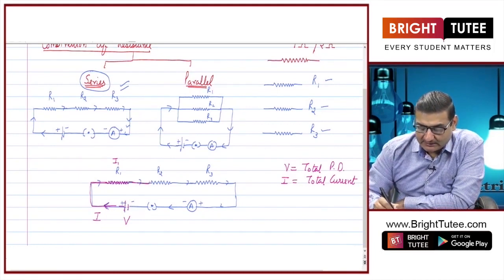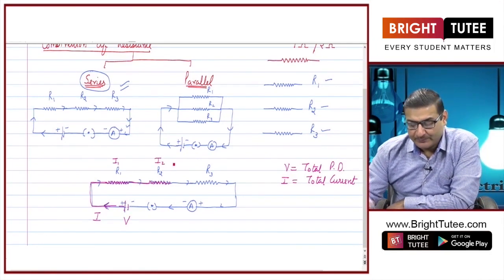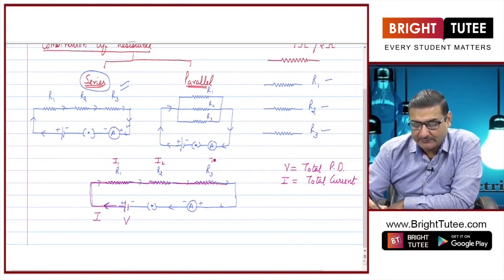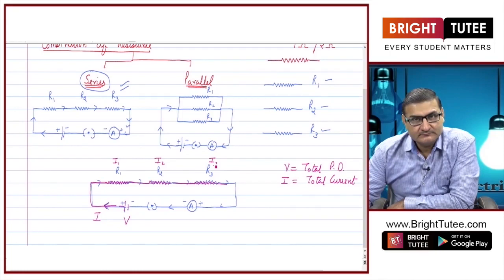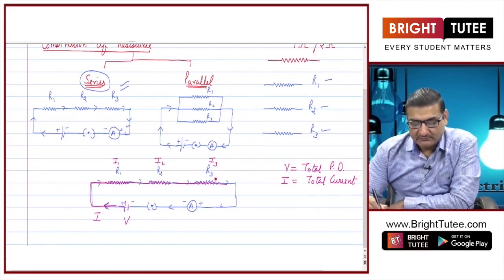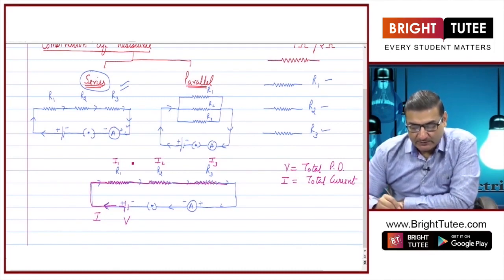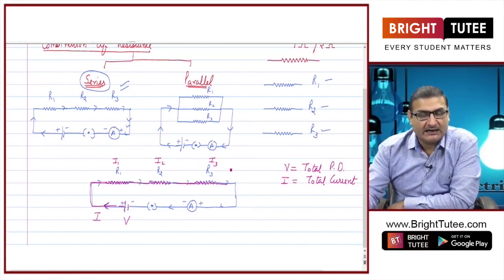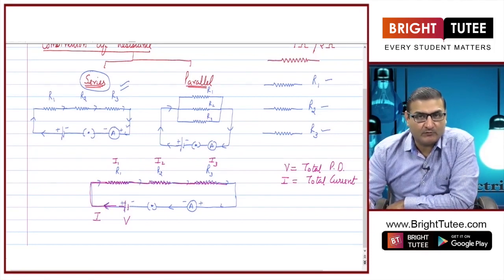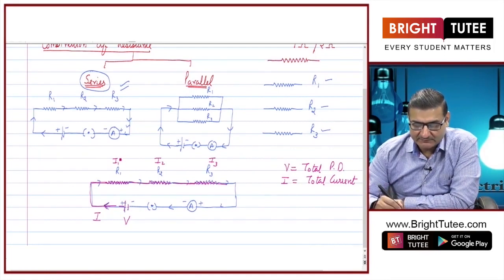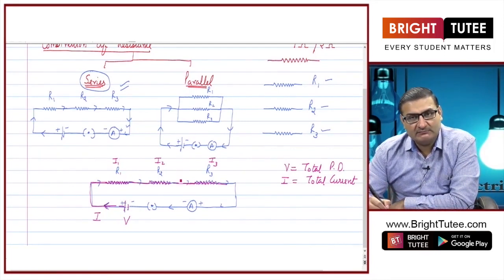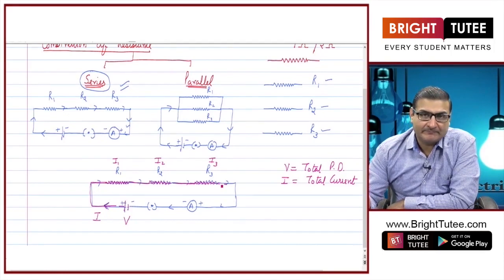Then some current is also going to flow through R2, let it be I2, and current is going to flow through R3 because they are connected, let it be I3. So, R1, R2 and R3 are our individual resistances. I1, I2 and I3 are the amount of currents flowing through these individual resistances respectively. Means I1 is flowing through R1, I2 is flowing through R2, I3 is flowing through R3, right.